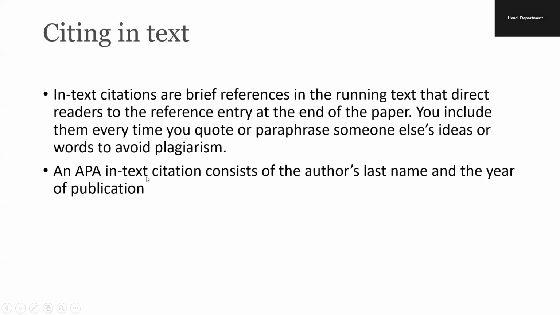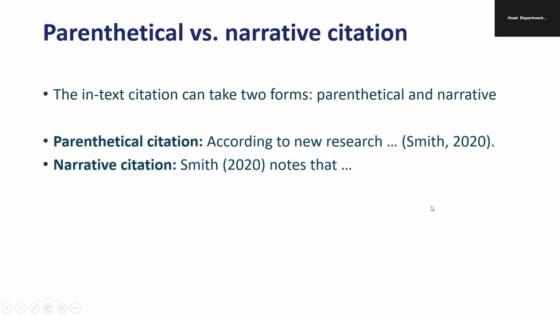APA in-text citations consist of the author's last name and the year of publication, right? Then when we are referencing other researchers in the body of the text, we include the author's last name and the year of publication. Right. When you are writing these in-text citations, there are two forms. We call them parenthetical versus narrative citations. Right. Then let's look at the difference between these two methods.